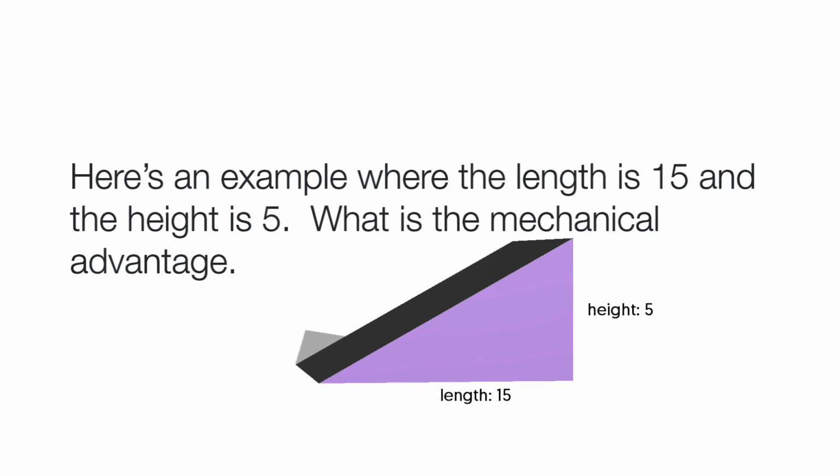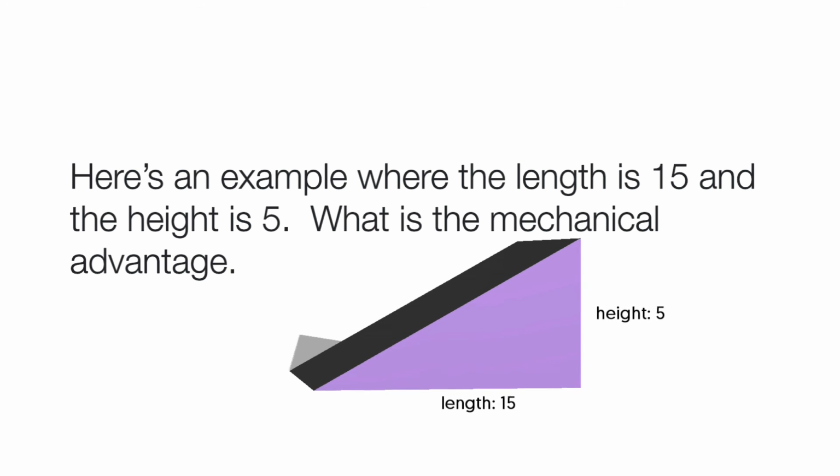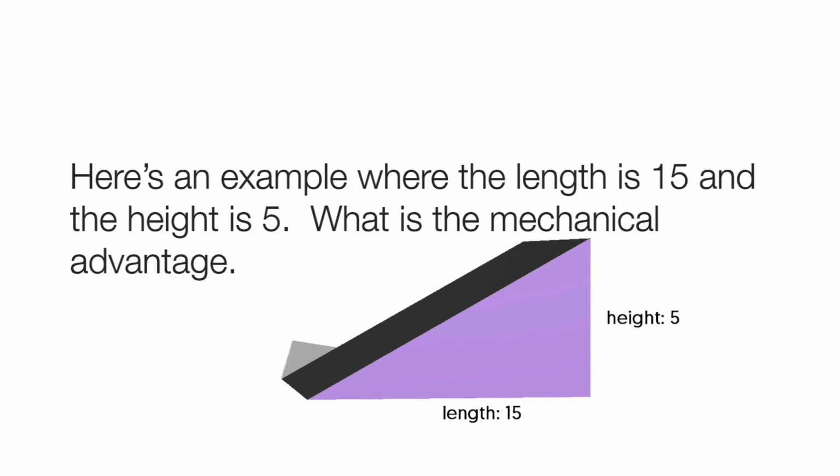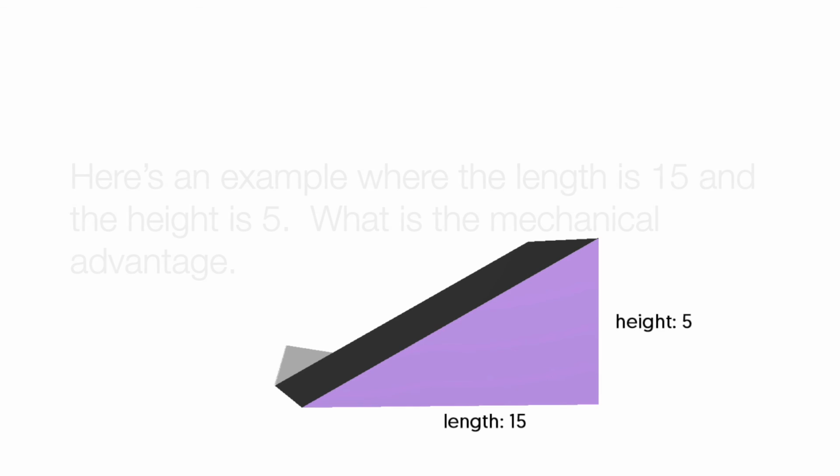Now, if you're concerned about inclined planes, don't be. Like I said, they work almost exactly the same as a wedge. The mechanical advantage is similarly calculated as well. So here's an example. The length is 15 and the height is 5. The mechanical advantage is 3. 15 divided by 5 is 3.